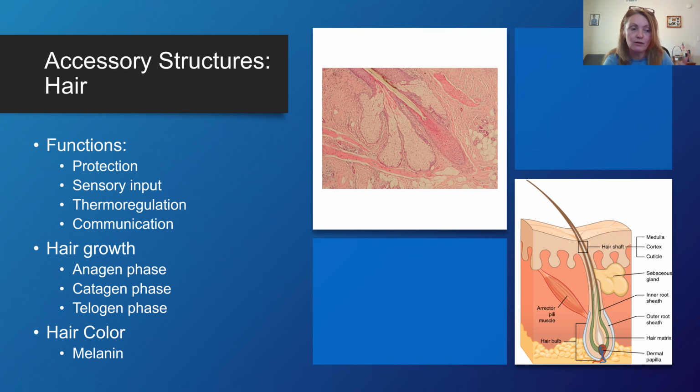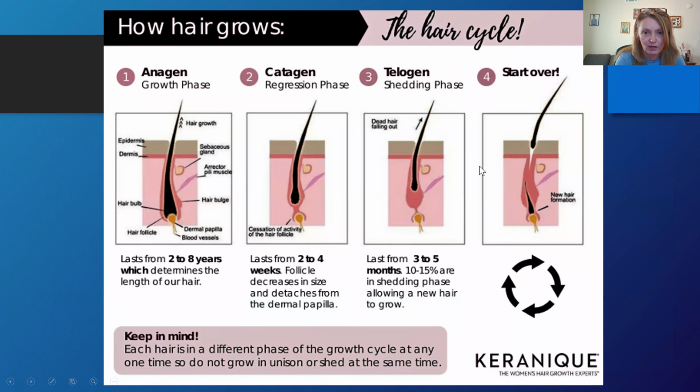So your hair is dead stuff, the same as your nails. That's why when you cut your hair, you don't have any painful sensation, you don't bleed, the same as your nails. Now, when hair grows, we have three phases: anagen, catagen, and telogen. So the next slide will tell us how it all works.